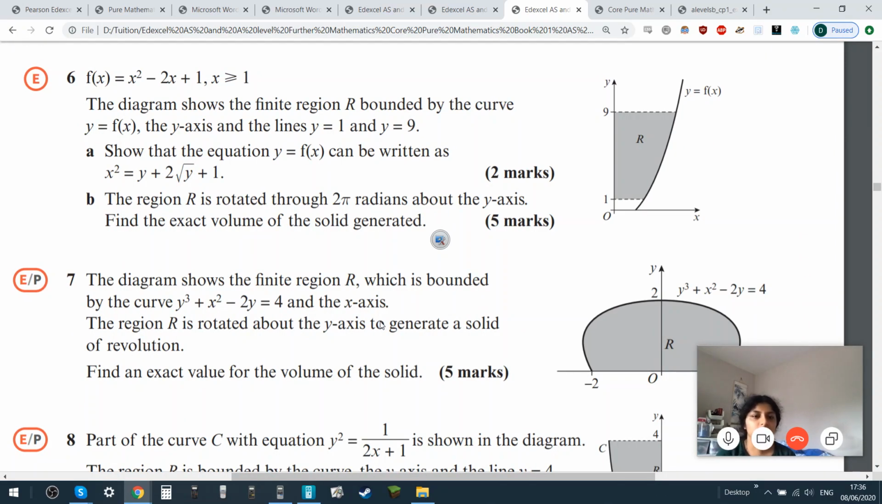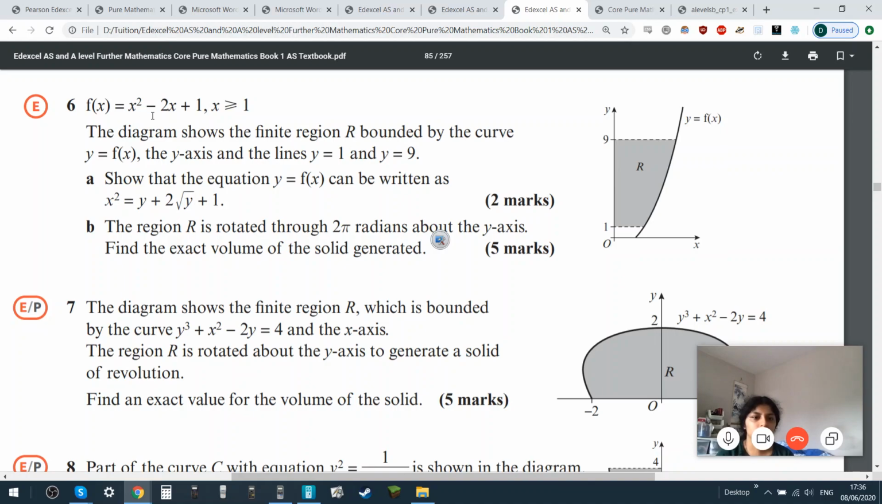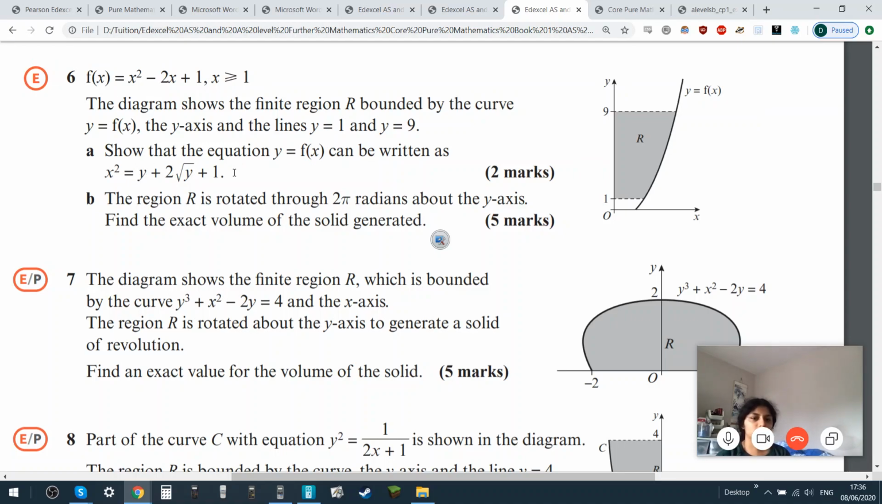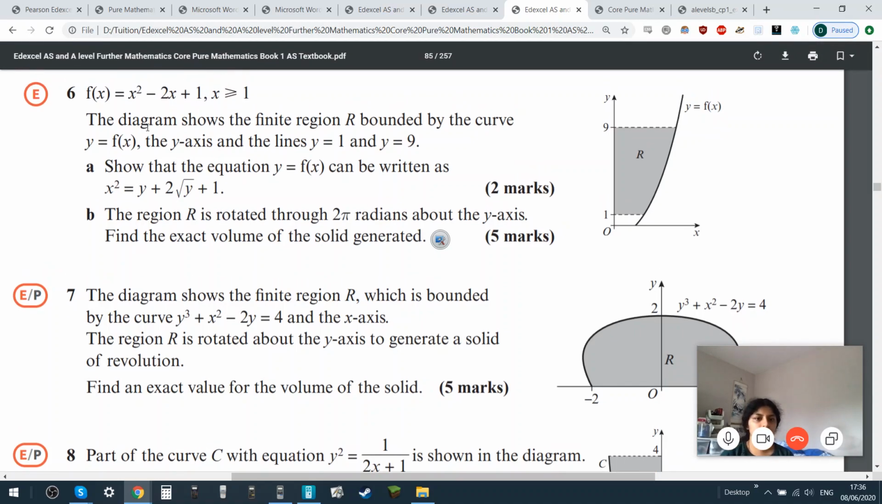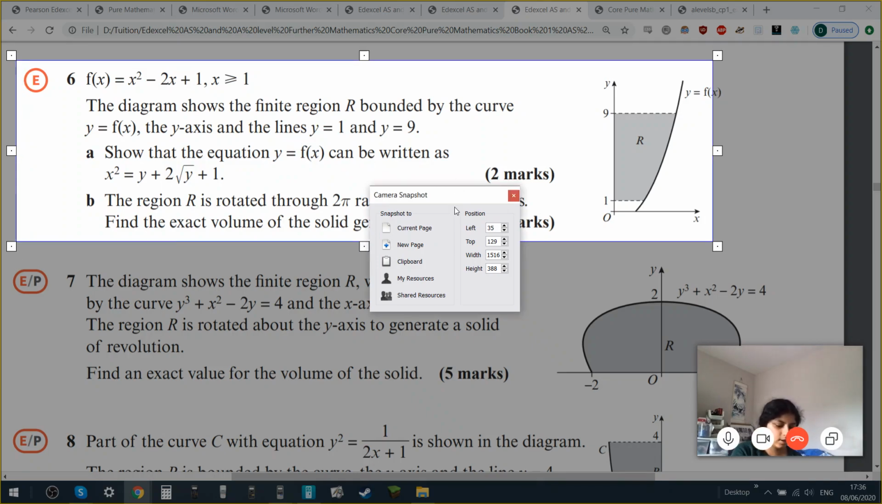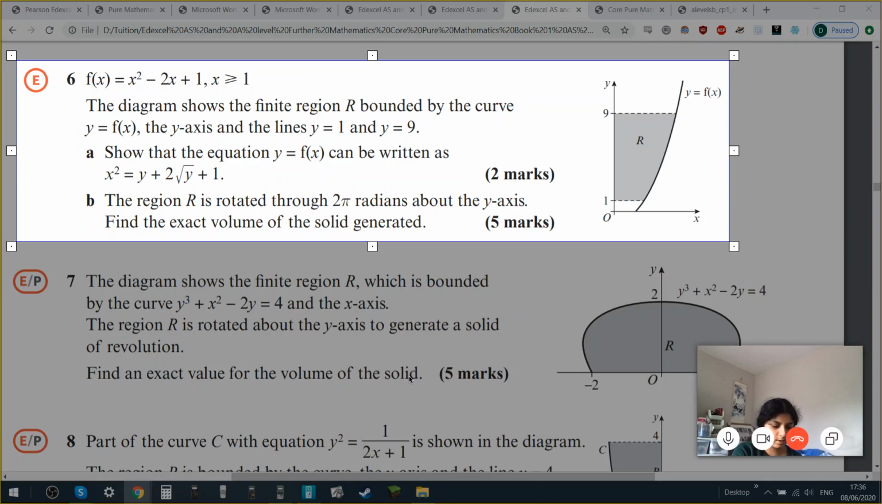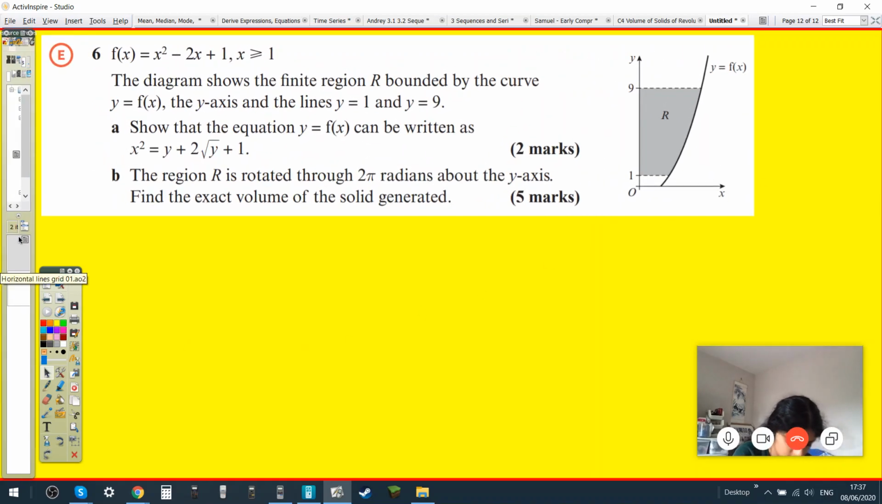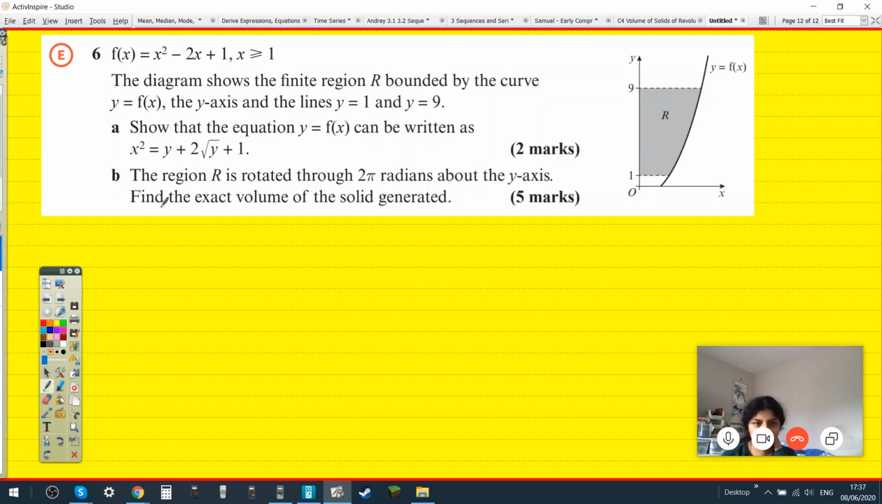Let's see. Question 6 is between 9 and 1. It's given as y equals. Show that the equation can be written as x squared is equal to that. Hang on, is there anything weird about that? Making x squared the subject. How would you do part A for this one? I would do y minus 1 is equal to x squared minus 2x, and then why would you get 2 root y? Stop looking at the answer. Make x the subject. Oh, it's because you have to factorize out x squared.